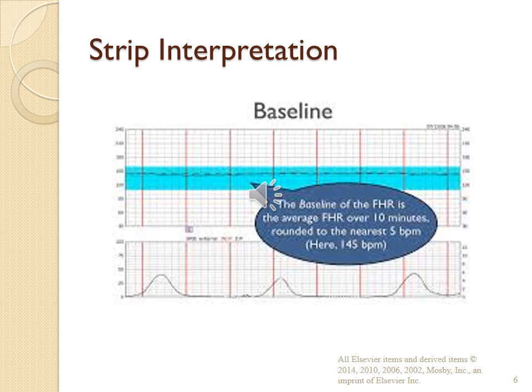Strip interpretation. Baseline. The baseline of the fetal heart rate is the average fetal heart rate over 10 minutes rounded to the nearest 5 beats per minute. On this strip, it is 145. Do you see the variability in this strip? This is normal. This is good. You want variability. Variability are those little bitty wave-like differences. The baseline of the fetal heart rate, and then you have some variability.